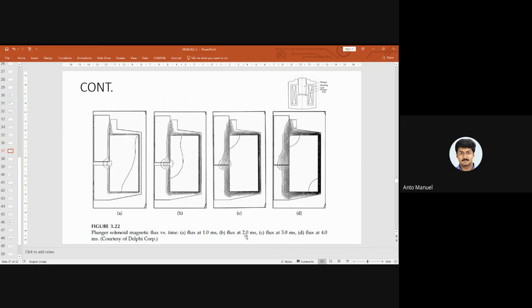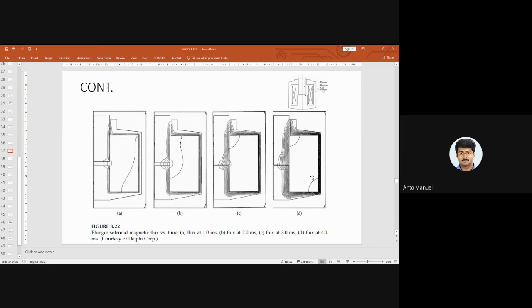At 2 milliseconds after applying the voltage, the plunger is moving towards the plunger stopper and the air gap is reducing. At 3 milliseconds, the air gap is reduced further and is negligible. Finally, at 4 milliseconds, the flux contributes to the system at a very high level. Compared to the first case, in the last case the flux linking the system is at the maximum and the air gap is reduced to zero.